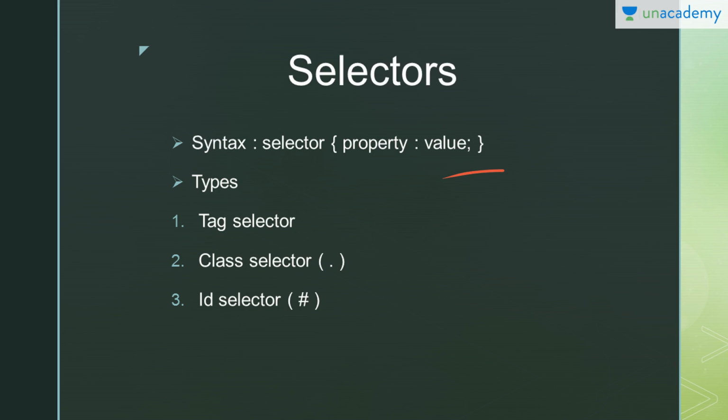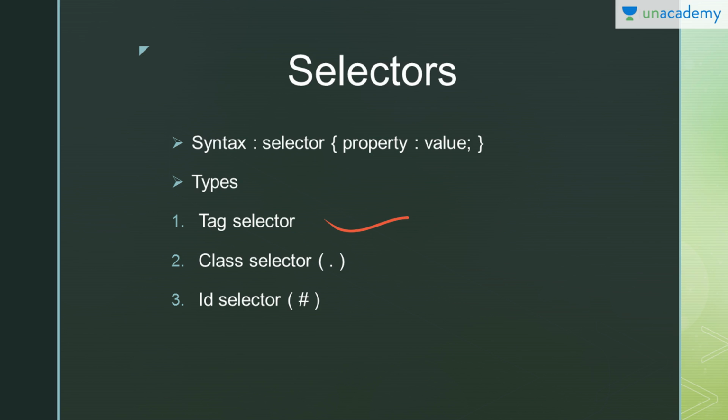So I have mentioned three types of selectors here, okay? The very first is the tag selector. The tag selector is very simple. All you have to do is write down the name of the tag, for example body, and then start your curly braces, and in between that you can use the specified property and assign any value to it, right? So the tag selector is quite easy to use.